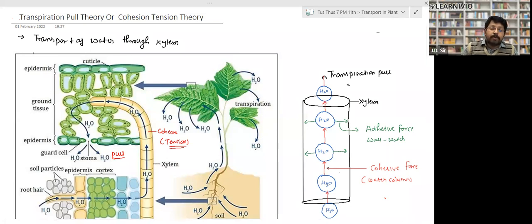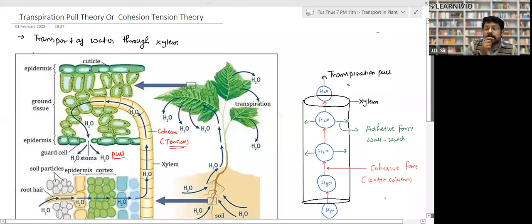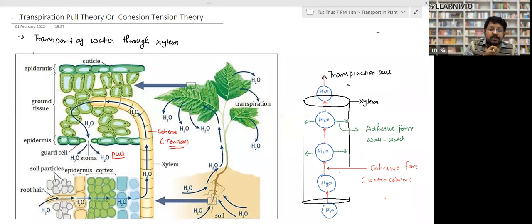Like when we have a cold drink bottle, we put a straw in and pull the cold drink into our mouth. The suction force we create with our mouth is like transpiration pull. And one water molecule is attracting another water molecule, making a water column. This is called cohesive force. So cohesive force makes a water column, right?